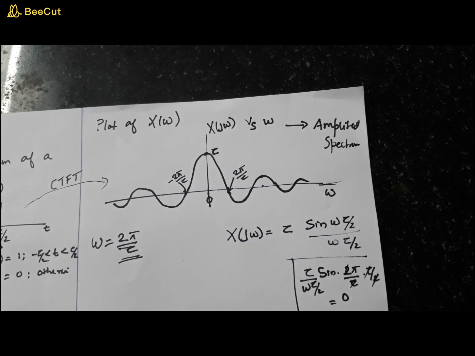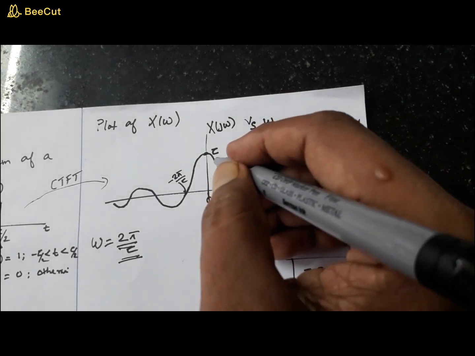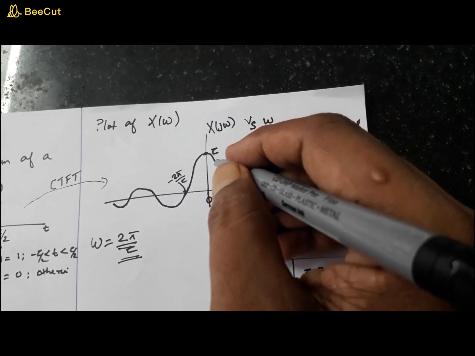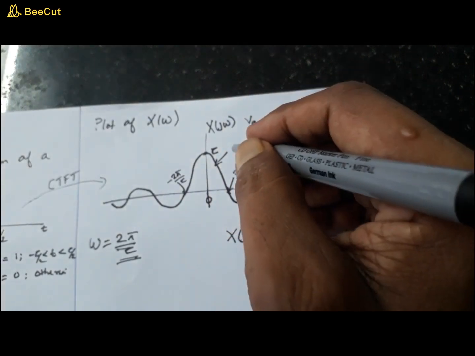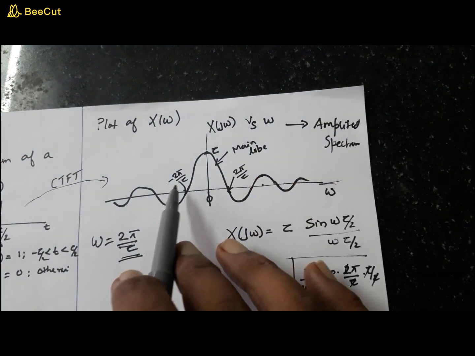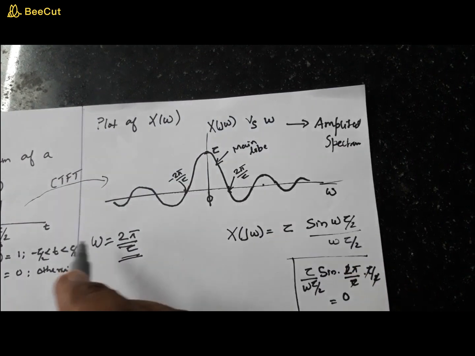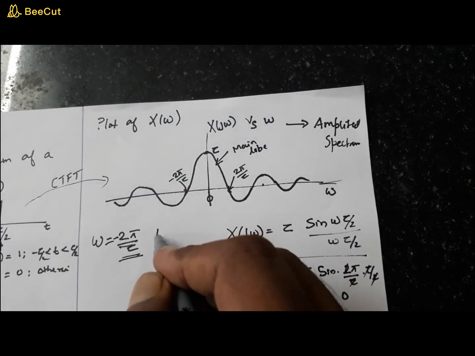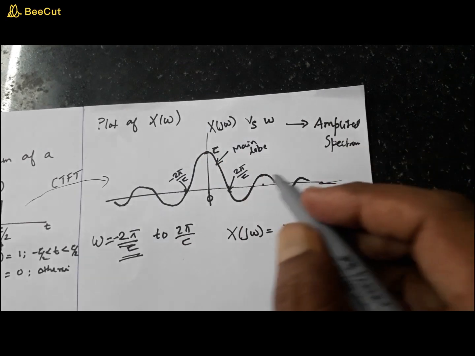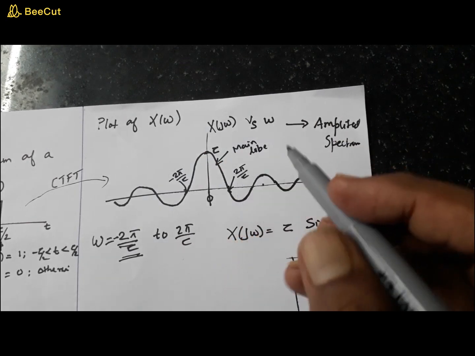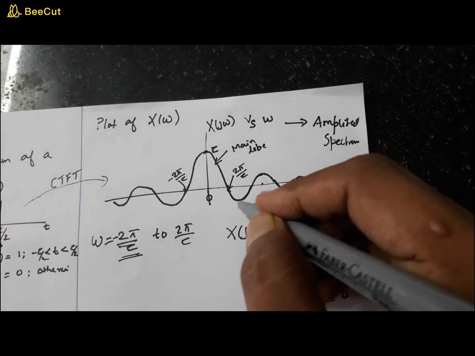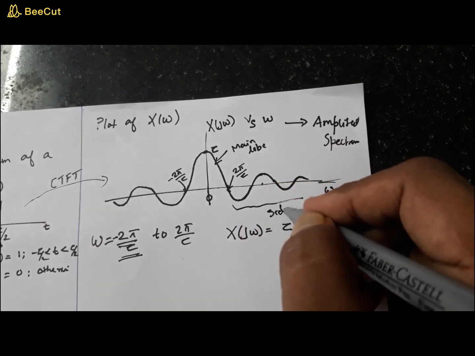So that's the first point that you need to do. So this one is, you can see that you have this lobe. This is called a main lobe, the portion between minus 2 pi by tau and plus 2 pi by tau. That is, as omega varies from minus 2 pi by tau to plus 2 pi by tau, this region we call the main lobe, and all the X of j omega after 2 pi by tau and before minus 2 pi by tau are called the side lobes. So these are the side lobes.